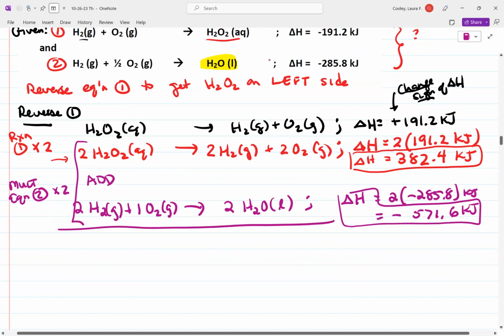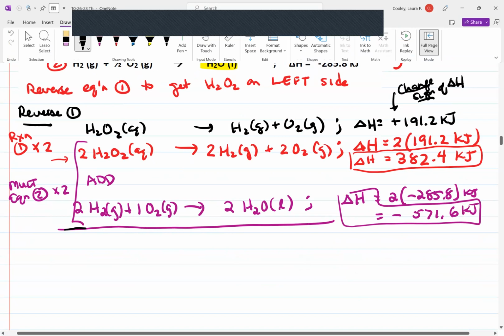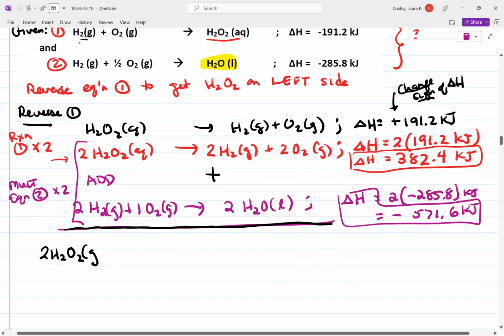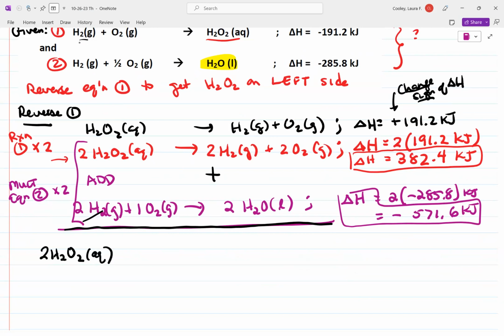So when I add them, I get 2 H2O2 aqueous. You see, I have 2 H2s on both sides, right? I cancel them. And I have 1 O2 on this side.